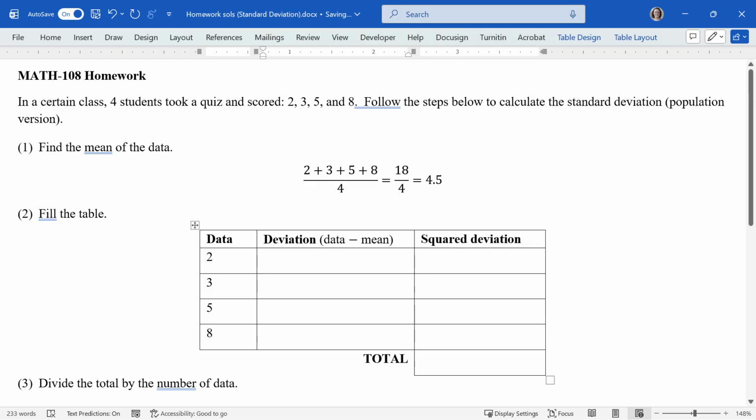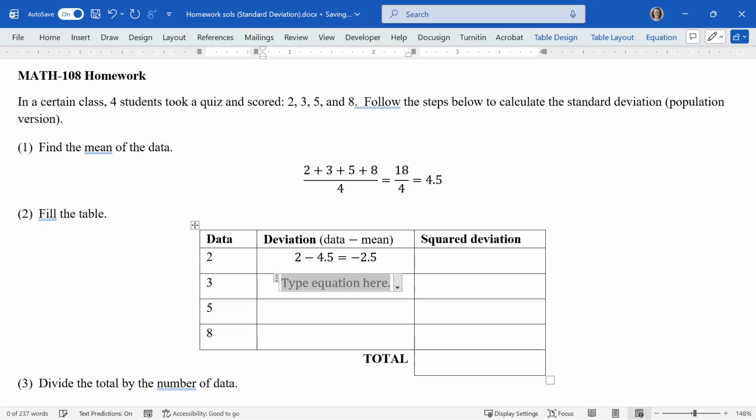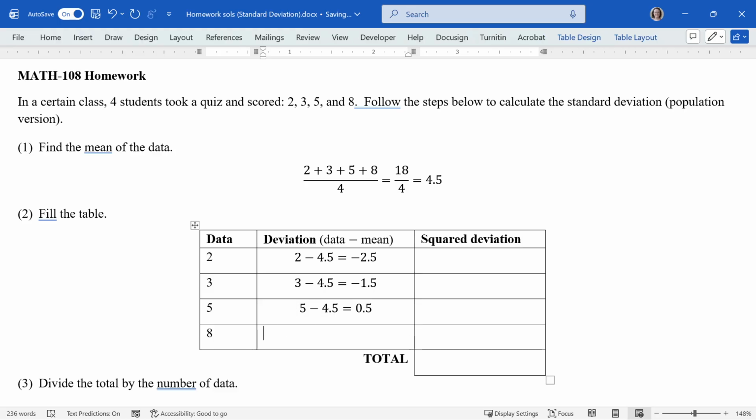Okay, so I'm just going to do them in the order that I've written here, which is data minus mean. So 2 minus 4.5, I'm going to put that in a calculator, and I'm going to get negative 2.5. Or you can do that in your head, maybe. 3 minus 4.5, that's negative 1.5. 5 minus 4.5, that's 0.5. And then 8 minus 4.5 is 3.5.